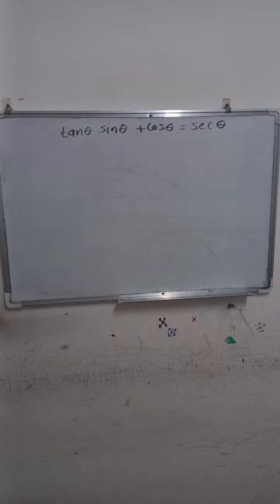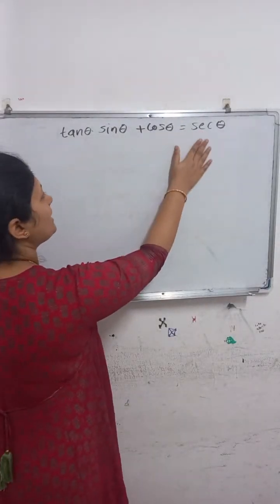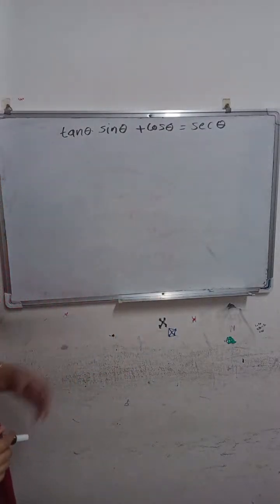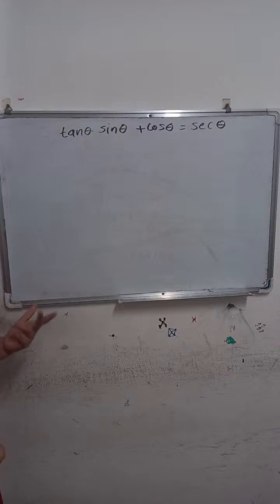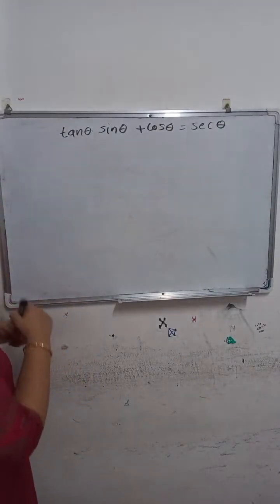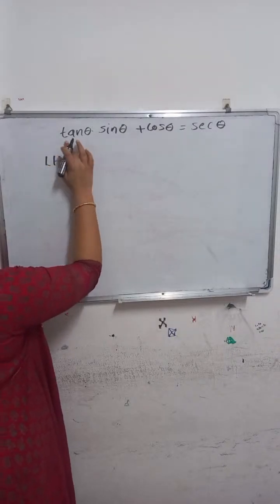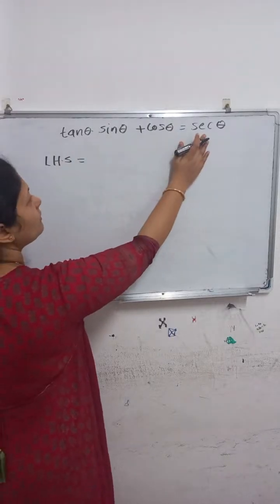Whenever this kind of question comes, we have to go for RHS and LHS. If you observe this question, on the left hand side we can perform some operations, but on the right hand side we can't perform any operation because only one term is there. We cannot solve this sec theta, so we have to take LHS first and try to prove sec theta.